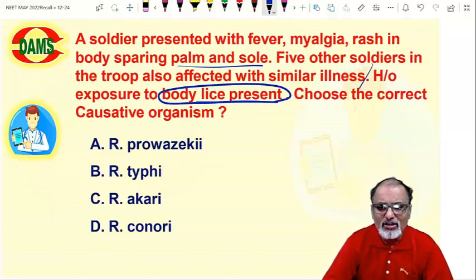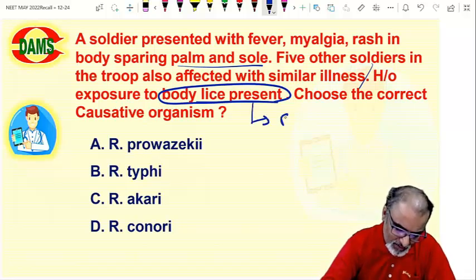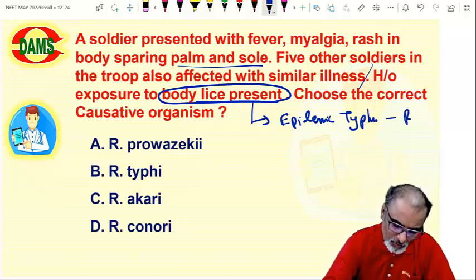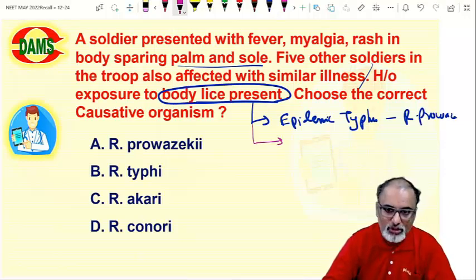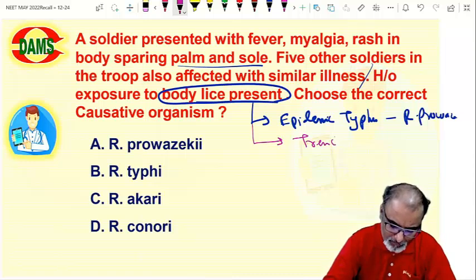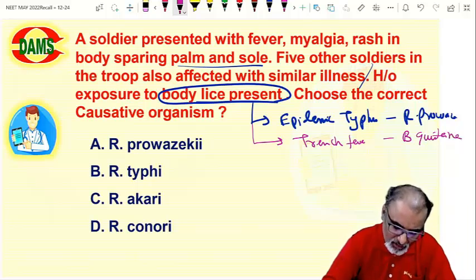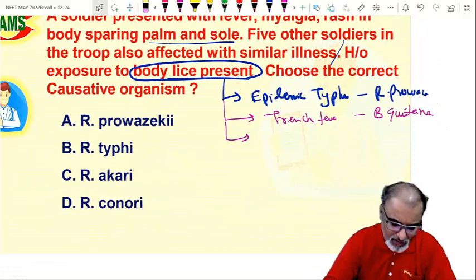So if you know all the diseases spread by louse, you can easily make it out. It causes epidemic typhus, Rickettsia prowazekii. Next, it also causes trench fever, Bartonella quintana. Third one, epidemic type of relapsing fever.